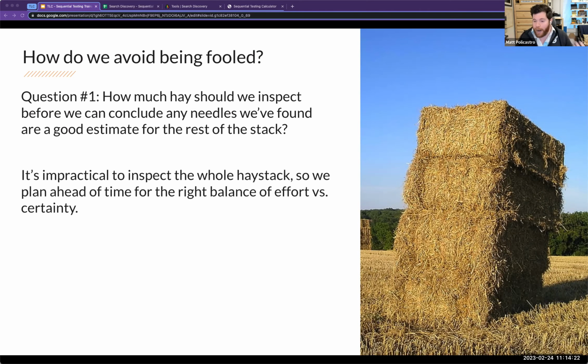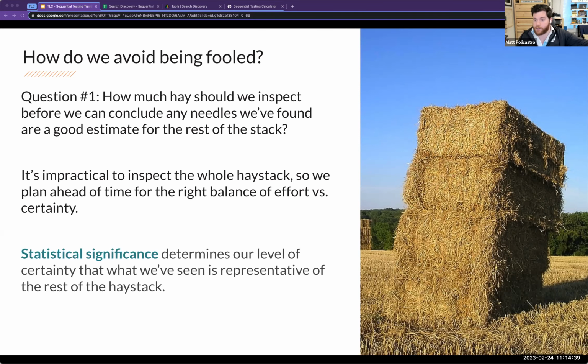So again, it is impractical for us to inspect the whole haystack. So instead, we need to plan ahead of time for the right balance of effort versus certainty. How much time and effort am I going to expend looking through this haystack to arrive at a certain degree of certainty about my conclusions about said haystack? Surprise, this is statistical significance.